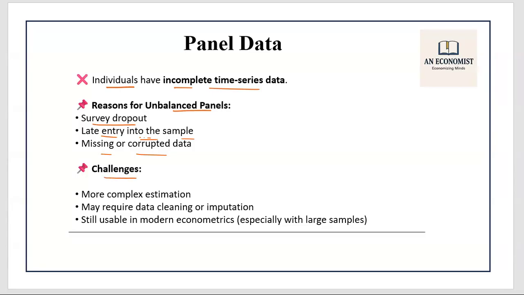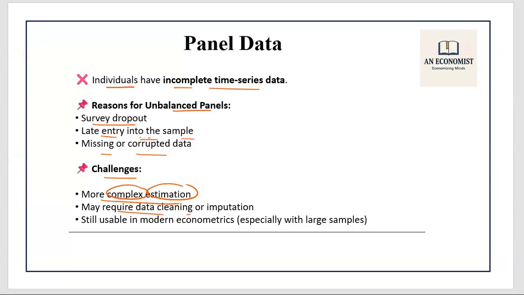Now, if this happens, what will be the challenges? The challenges are just the opposite of what we have seen in case of balanced data. Challenges will be more complex estimation. If you have unbalanced panel, it is not advisable to go for the estimation process. Before that, we have to try to make it a balanced panel, then only we can go for estimation. It is advisable, because if you have unbalanced panel and you are applying estimation methods, that will give rise to different kinds of biases. So the estimation process will be more complex. That is why we should avoid it.